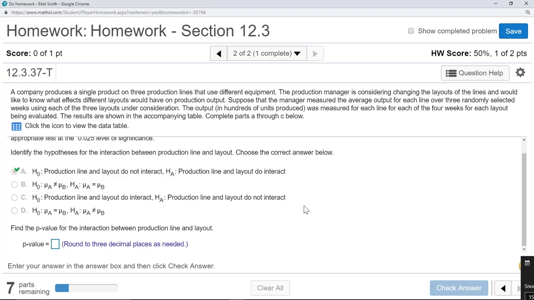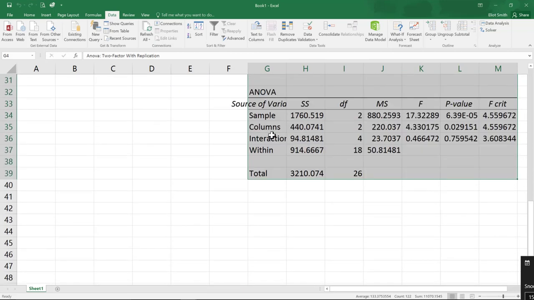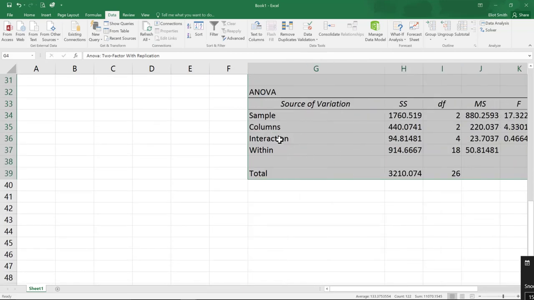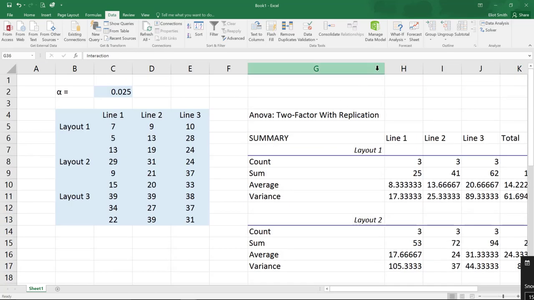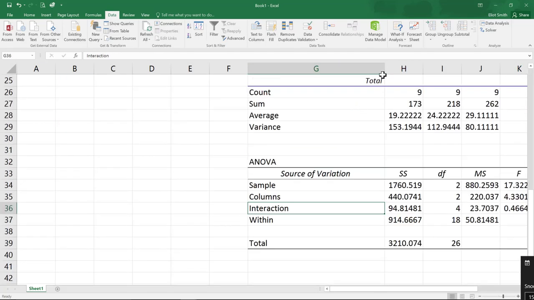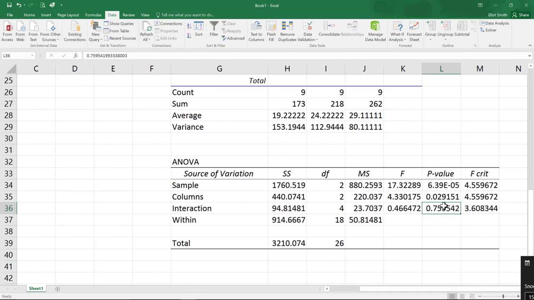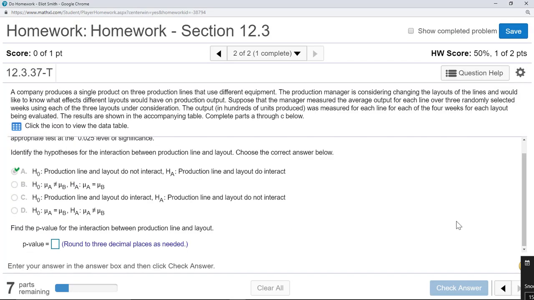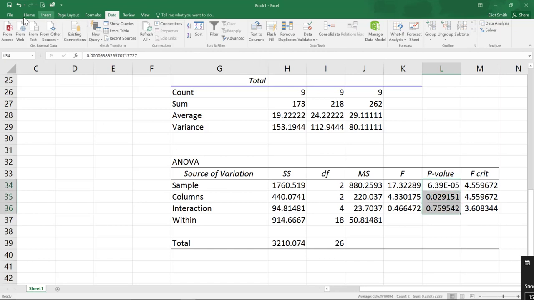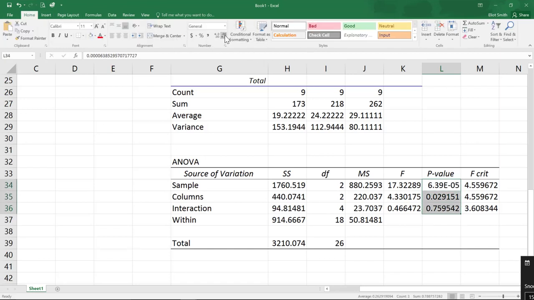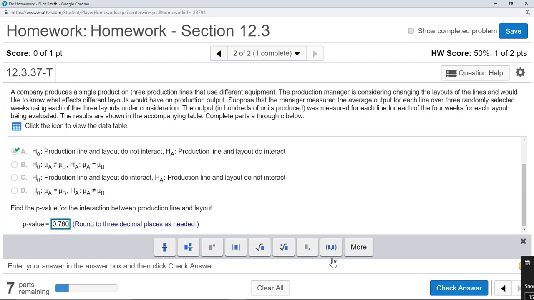And we need the p-value for interaction. So I'm going to scroll down. And interaction is right here. P-value is right here. It wants 3 decimals. So I'm going to highlight all the p-values, and change the number to 3 decimals. So 0.760.